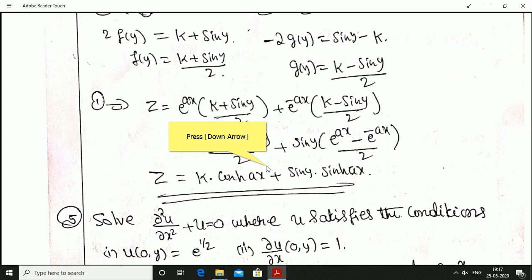Further, if I simplify this, if I take k as common, (e power ax plus e power minus ax) by 2, plus sin y as common, (e power ax minus e power minus ax) by 2. (E power ax plus e power minus ax) by 2 is nothing but cos hyperbolic ax. (E power ax minus e power minus ax) by 2 is sin hyperbolic ax. Hence, the solution is z is equal to k into cos hyperbolic ax plus sin y into sin hyperbolic ax.